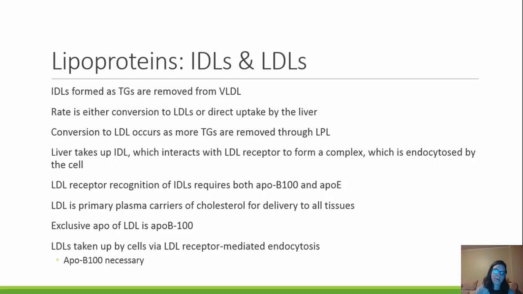So once we have the conversion of IDLs to LDLs, we have our LDL, which is our primary plasma carrier of cholesterol for delivery to the tissues. So LDL is our primary carrier to deliver cholesterol to all of our tissues. And the LDL exclusively contains one apolipoprotein, which is ApoB100. LDLs are then taken up by cells via LDL receptor mediated endocytosis.